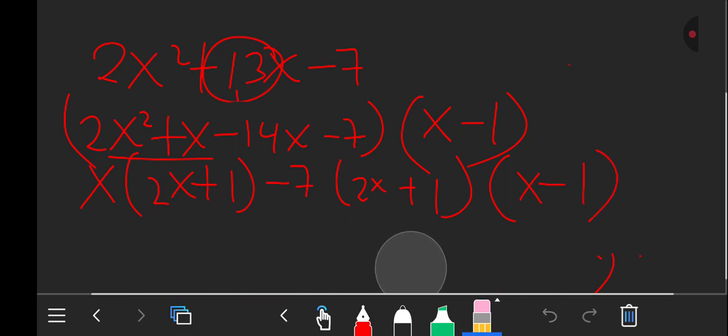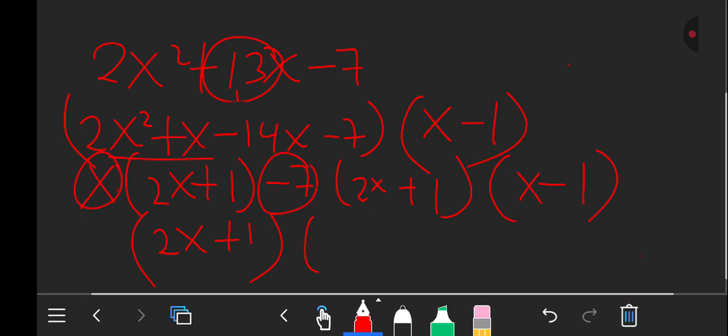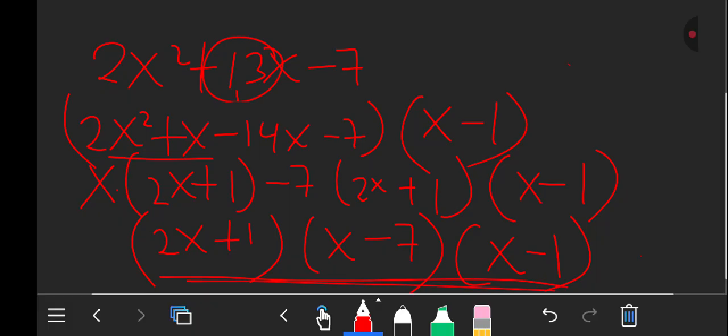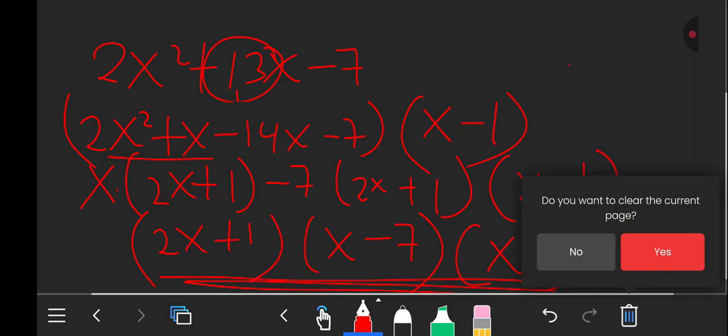Then you can group this to say 2x plus 1. Then you pair this also, so that is x minus 7. For the common one you just get 1 from one of the brackets, then x minus 7, then x minus 1. So this is how you factorize. These are the factors for the polynomial we had. So this is how to go about factorization by synthetic division.